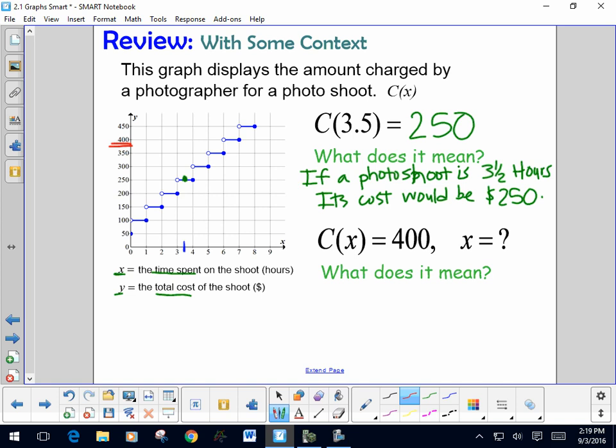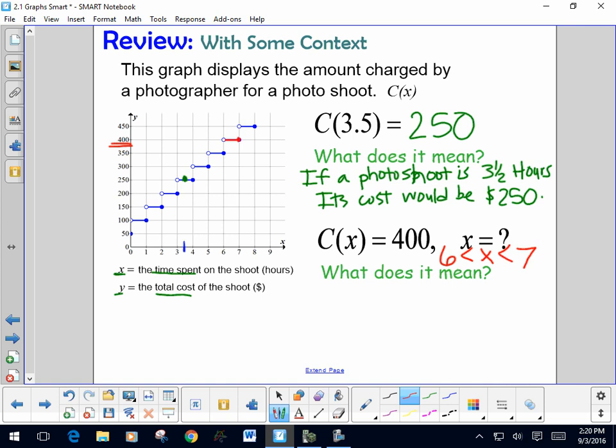And it looks like we have a bit of a choice here. It could be 7 hours. It could be 6.5 hours. It could be really, if you look at it, any number between 6 and 7. So we could represent that as an inequality. The x has to be larger than 6 and smaller than 7. X is between 6 and 7.